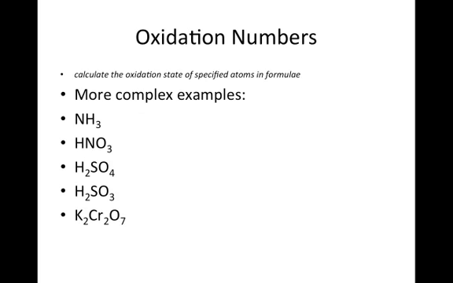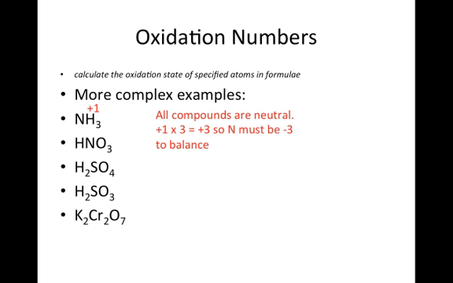Okay, so what I'd like you to do now is pause the video and have a go at working out the oxidation numbers for all the elements in the compounds below. I'll go through them one by one so you can check yourself after you've had a go. Okay, hydrogen nearly always has oxidation number of +1. Nitrogen is more electronegative than hydrogen, sharing 3 electrons, so it has an oxidation number of -3 to balance.